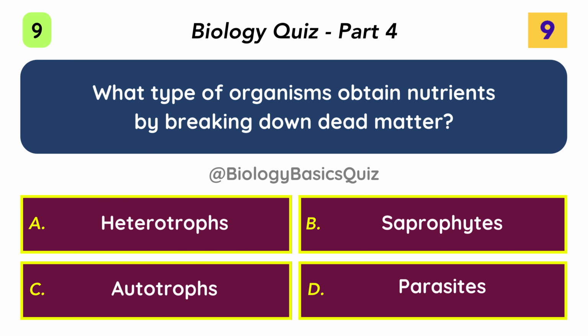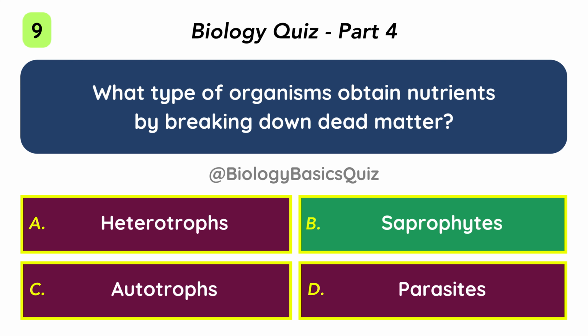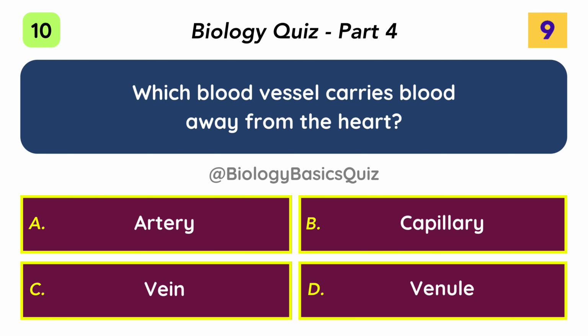What type of organisms obtain nutrients by breaking down dead matter? Saprophytes. Which blood vessel carries blood away from the heart? Artery.